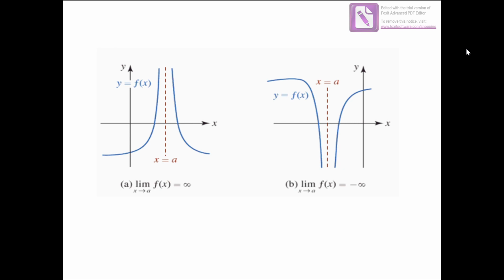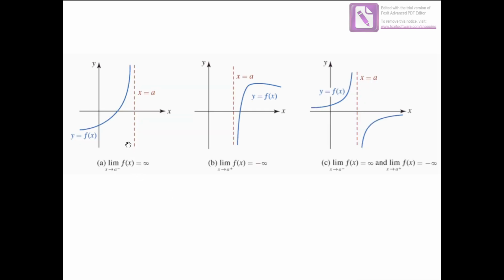Let us see the following graph. Here we see that in part A, for the limit of f(x) when x approaches a, if we approach a from the right, the limit goes to infinity, and if we approach a from the left, the limit goes to infinity. So we conclude here that the limit of f(x) when x approaches a is equal to infinity. And for this one, B, the limit of f(x) when x approaches a: if we approach a from the right, the limit goes to minus infinity, and if we approach a from the left, the limit also goes to minus infinity. So we conclude that here the limit of f(x) when x approaches a is equal to minus infinity.